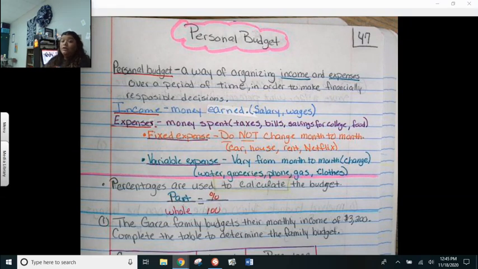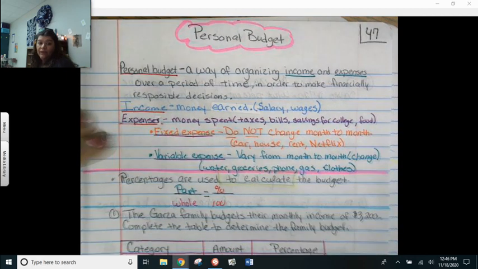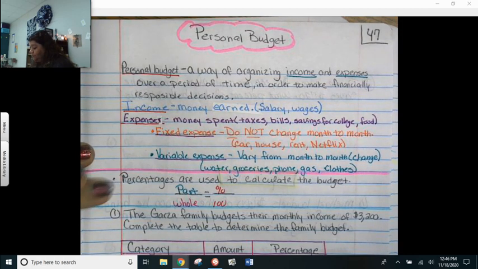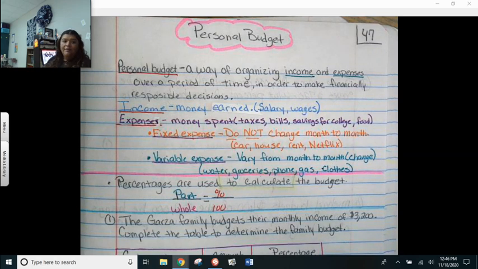We are on to our personal budget, okay? So go ahead and press pause, copy down. We do have some more vocabulary. It's a lot of vocabulary, okay? And then I have some how to and example, okay? So go ahead and press pause so you can copy down the vocabulary.